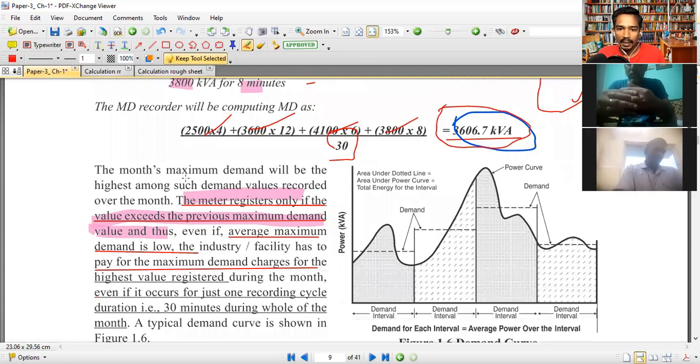The month's maximum demand will be the highest among such demand values recorded over the month. The meter registers only if the value exceeds the previous maximum demand value. This maximum demand meter only measures maximum demand. When it increases above the maximum demand, it will register. Then the industry will pay for this highest maximum demand value. If the average demand is low, the industry facility still has to pay for the highest value during this month.